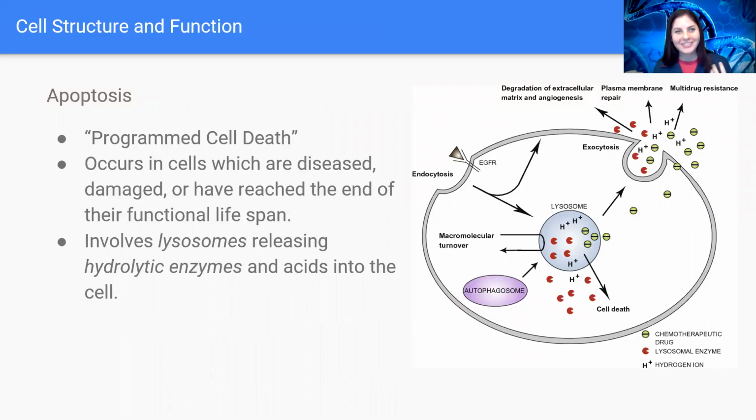So apoptosis is programmed cell death. And this occurs in cells which are diseased, damaged, or when they've basically lived their old cell life and they're a really old cell and they just need to die. So apoptosis is programmed cell death. It involves lysosomes that release hydrolytic enzymes. And again, if you break that word down, hydro meaning water and lytic meaning lysing, or splitting apart. So those lysosomes contain hydrolytic enzymes and acids in the cell that help to break those down and help to kill the cell.